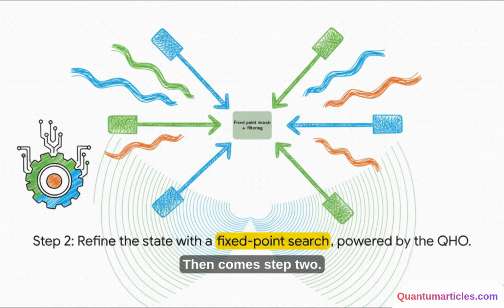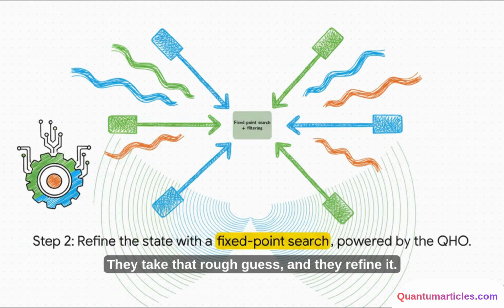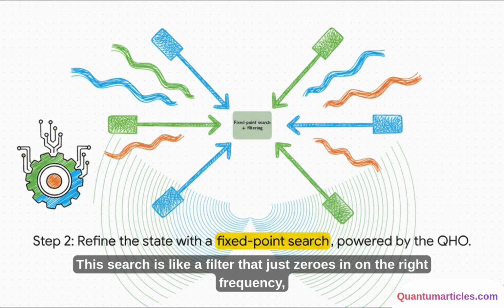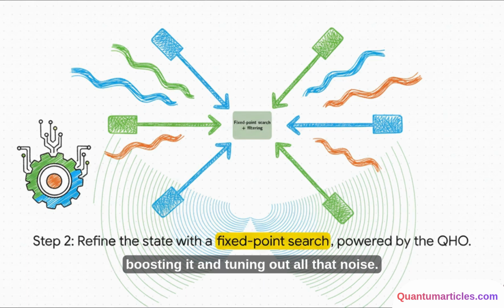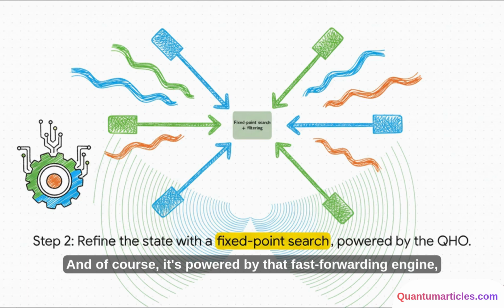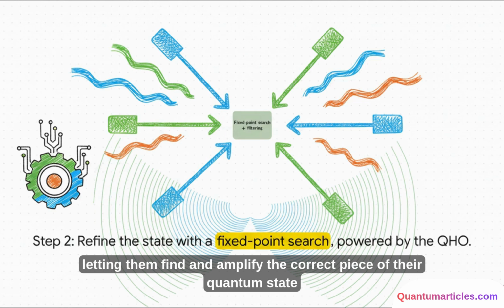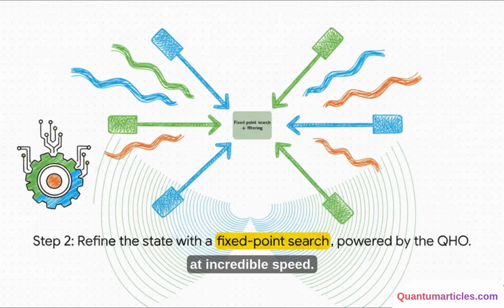Then comes step 2. They take that rough guess and they refine it using this really clever technique called a fixed-point quantum search. Imagine you have a fuzzy, static-filled radio signal. This search is like a filter that just zeroes in on the right frequency, boosting it and tuning out all that noise. And of course, it's powered by that fast-forwarding engine, letting them find and amplify the correct piece of their quantum state at incredible speed.